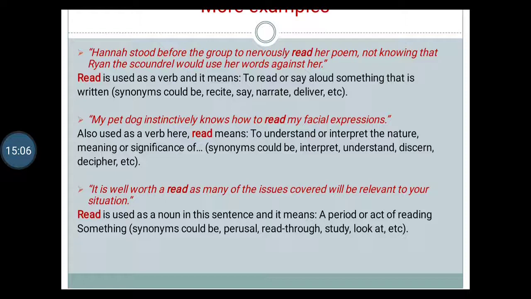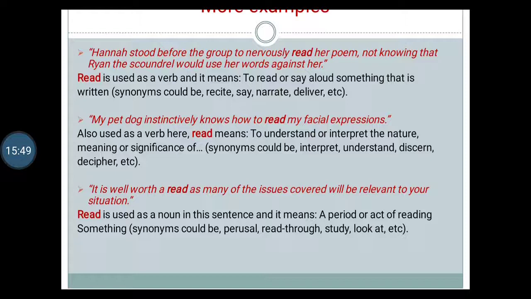It is well worth a read as many of the issues covered will be relevant to your situation. Now, read here is not a verb. Read here is used as a noun. And in this sentence, it means a period or act of reading something. It is well worth a read. A period or act of reading something. And synonyms for this read could be perusal, read through, study, look at.